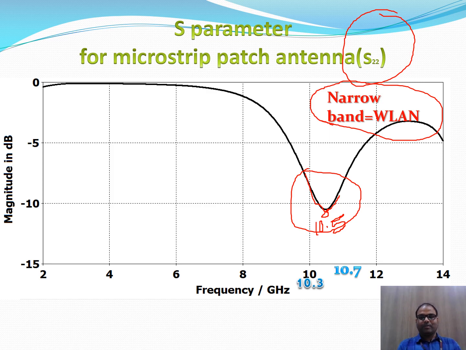For what? For the second port. What is the second port? The second port is connected to the narrowband antenna.